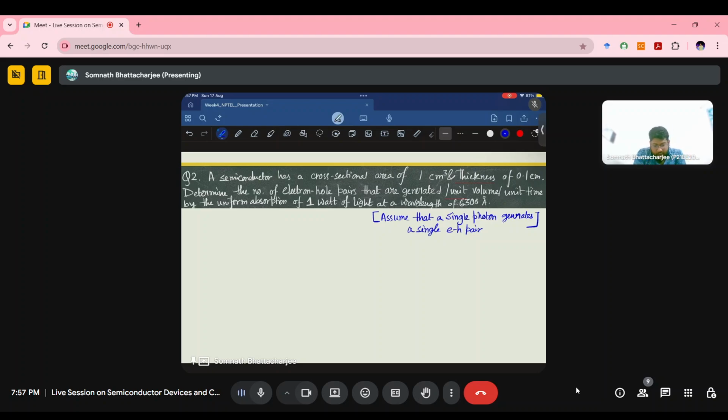So I'll go through it again: a semiconductor has a cross-sectional area of 1 cc and a thickness of 0.1 centimeter. We have to determine the number of electron hole pairs that are generated per unit volume and per unit time. The light that was absorbed was 1 watt, and the wavelength was 6300 Angstrom. And we know that a single photon will generate a single electron and a single hole.